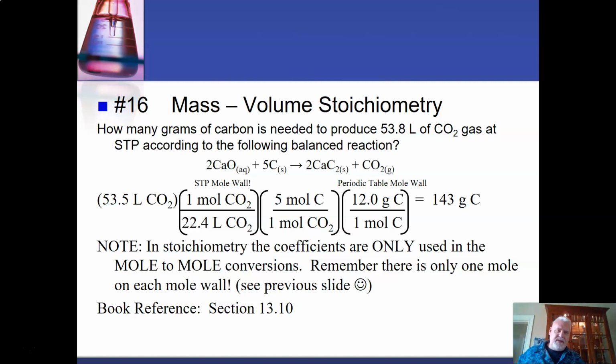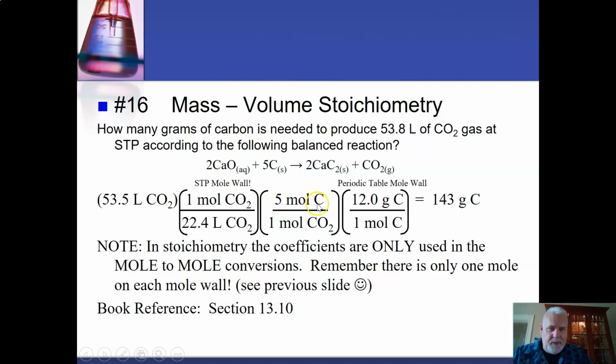Okay, so as you were writing this, we see that you have one number to start with, so that's 53.5 liters, and then you put the 22.4 liters right there. Well, that's where you need that STP mole wall. You know that 1 mole is 22.4 liters. Well, guess what? You have converted it into moles. See the moles of CO2? Put it right there. What am I looking for? How many grams of carbon? You put that right there.